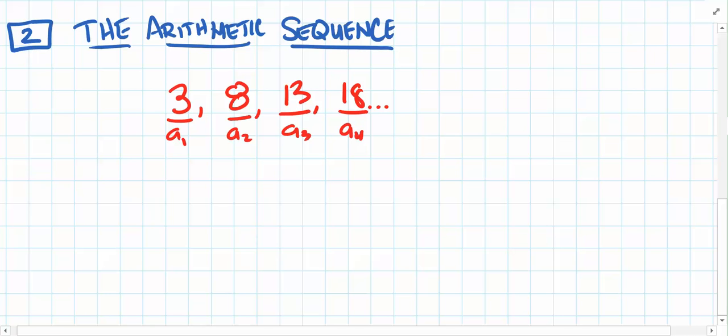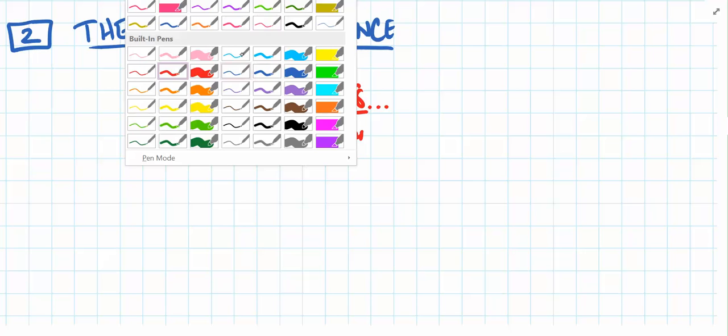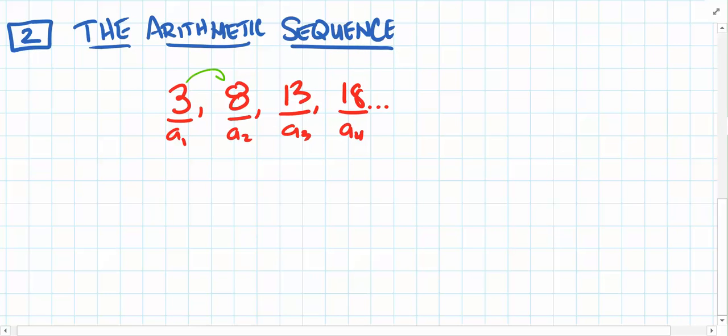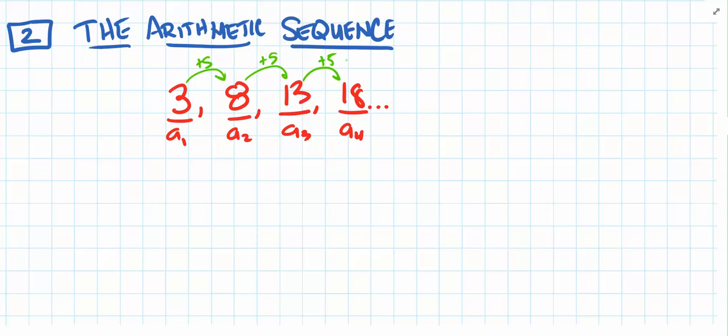It's by 5. What do you mean it's by 5? Adding 5. You're adding 5. If I go from 3 to 8, I add 5. To get from 8 to 13, I add 5. To go from 13 to 18, I add 5. So what's going on here? How do we describe that in words? Yes, there is a common difference.